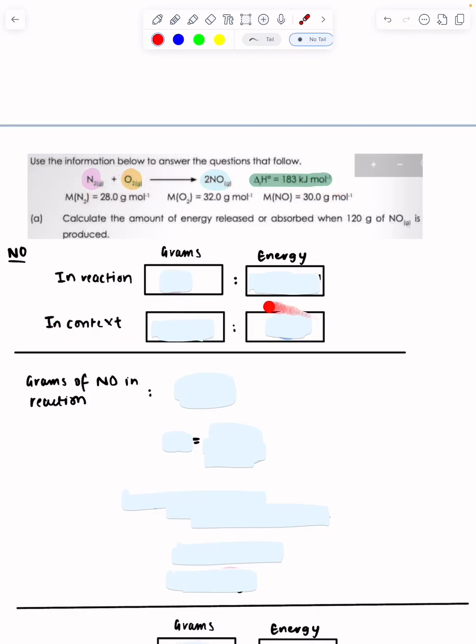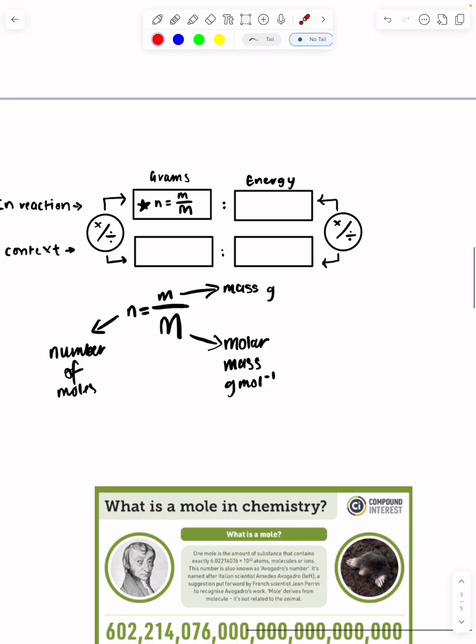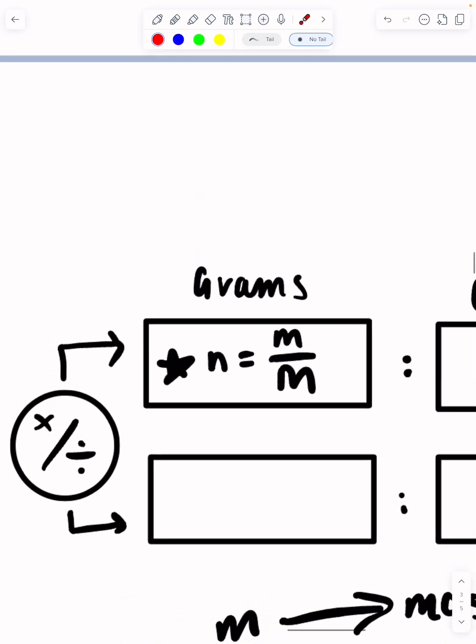In the second row, this is to do with the context of the question, what we want to figure out. So in this top row, we've got the grams and we've got the energy produced. So it's a bit of ratios that we're dealing with. And so if we want to find the grams in the reaction, it doesn't give that to us directly. What we're going to have to do is go on a little bit of a tangent and use this equation over here.